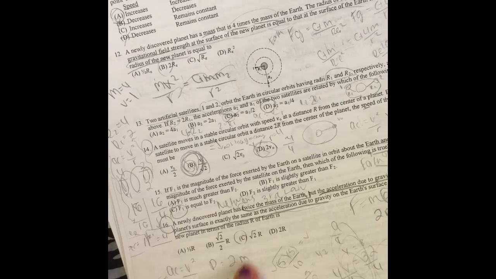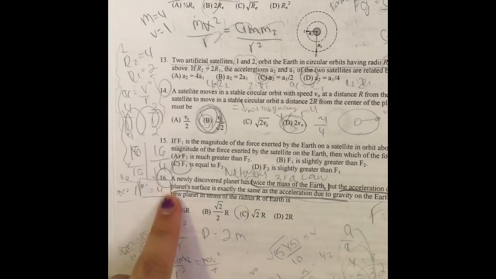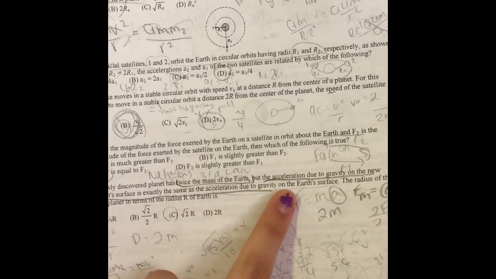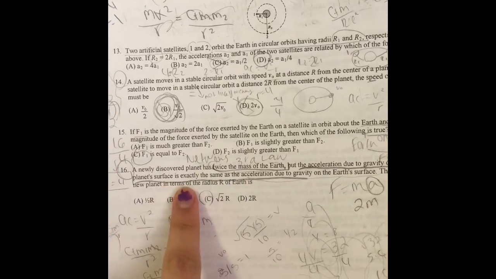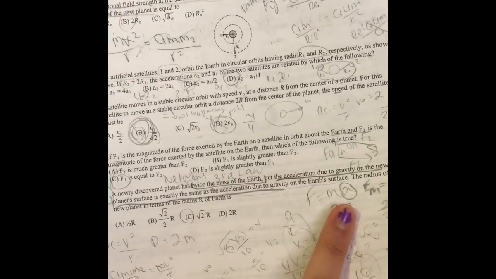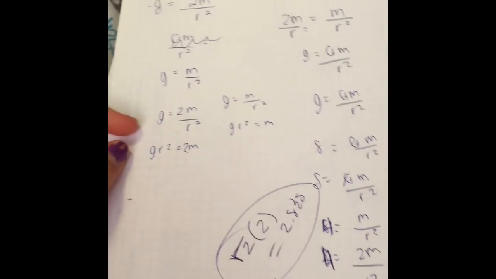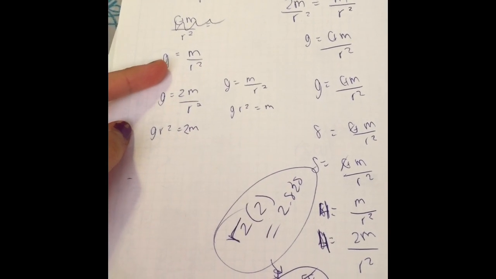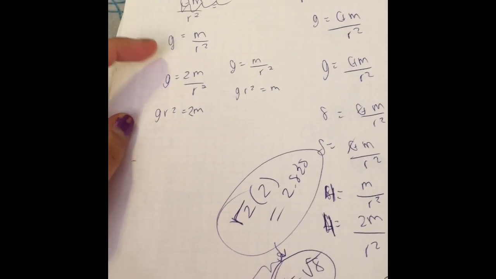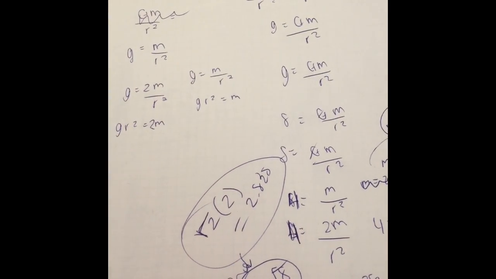And then for question 16, it says that a newly discovered planet has twice the mass of Earth, but the acceleration due to gravity on the new planet's surface is exactly the same as the acceleration due to gravity on the Earth's surface. And it asks you what the new radius is. So for this one, you would solve for the Fg of both of them. For Earth, it's just g equals M divided by r squared. And for the new planet, g equals 2M divided by r squared.